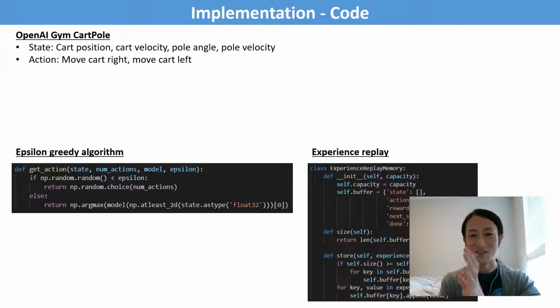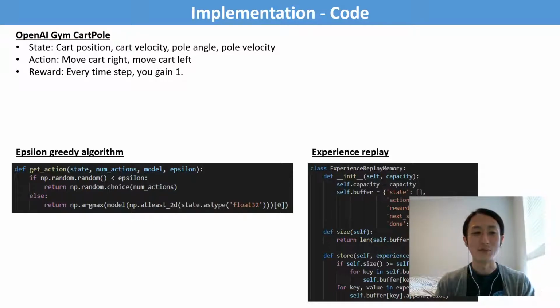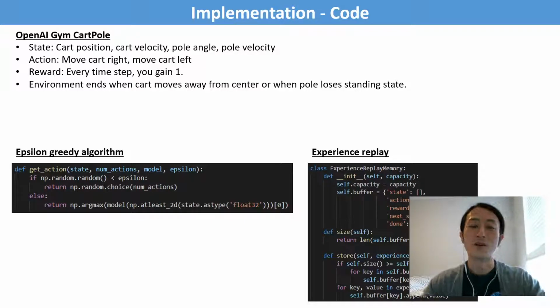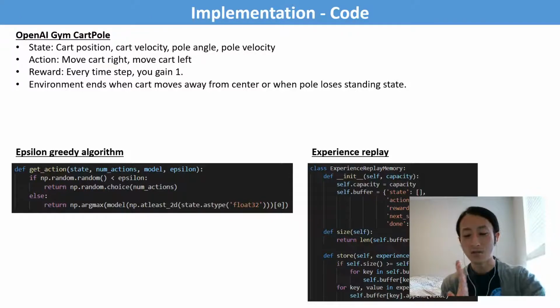Maybe that's opposite to the camera. And then you can collect the reward, and every time step you get one. This environment is going to end if the car is moving away from the center, or the pole's angle becomes bigger, which means it falls down. So our objective is to maximize this reward, which means you have to balance longer, and then you can get more reward.